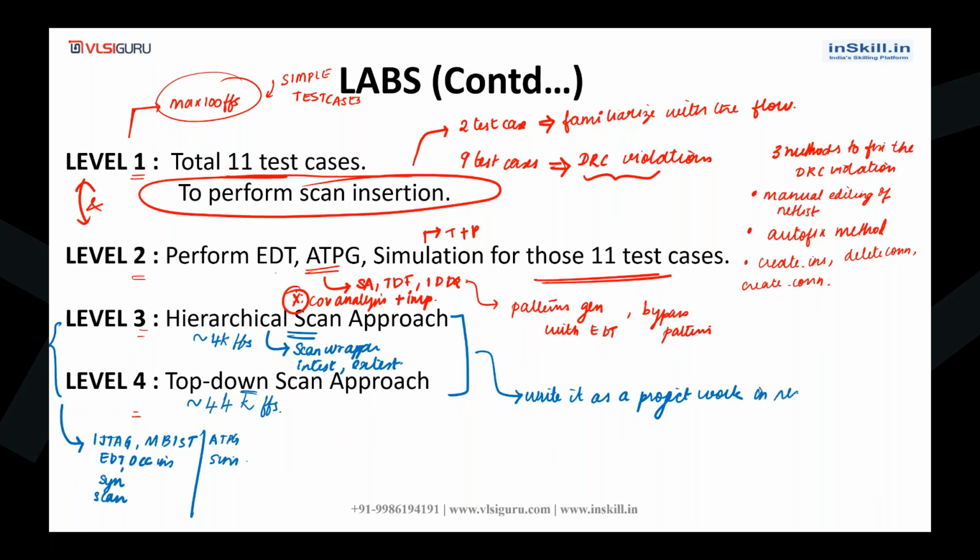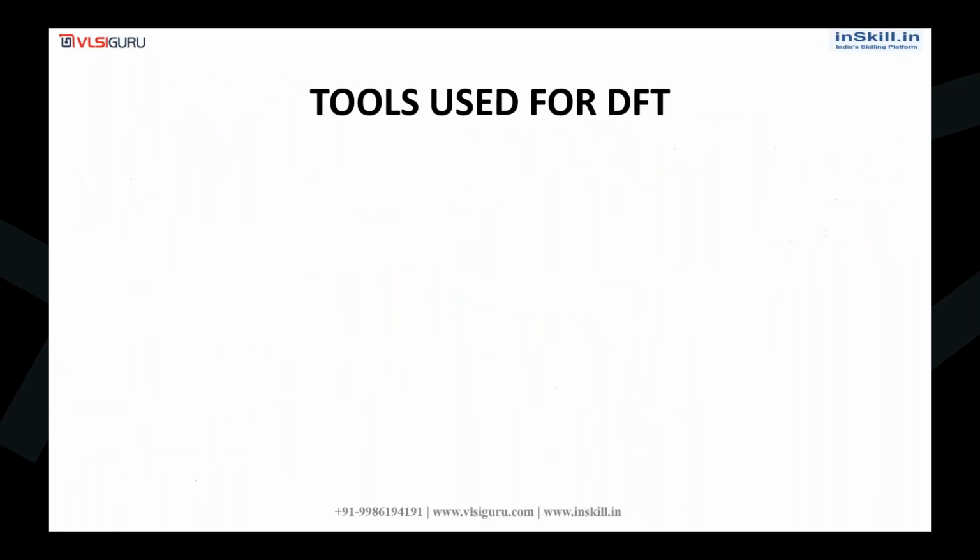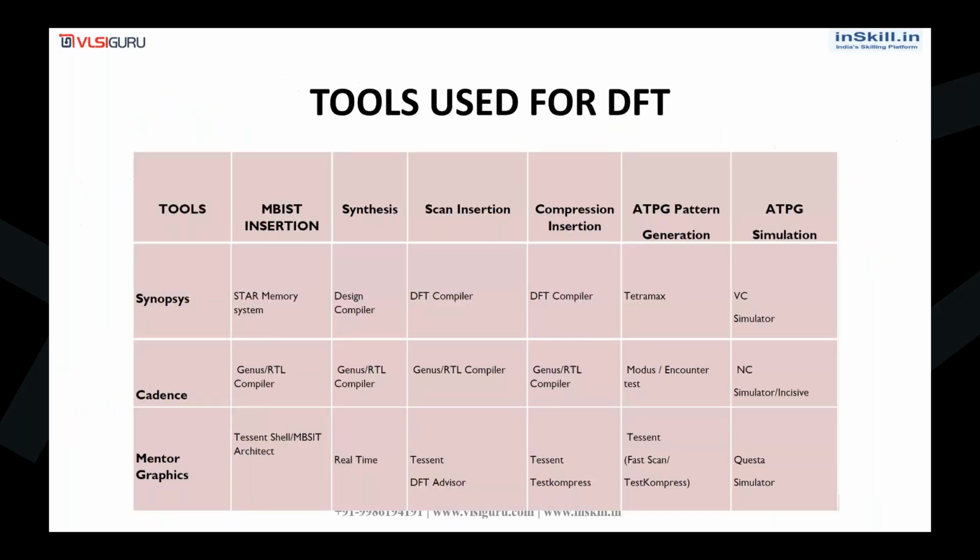Okay, and what are all the tools which will be used for DFT? These are all the various tools available for DFT in the market, but in our institute, in our course, we'll be making use of the Mentor Graphics tools. For MBIST, we'll use Tessent MBIST. For scan, we'll use Tessent Scan. For scan compression, we'll use Tessent TestCompress. ATPG also we will do with Tessent TestCompress.